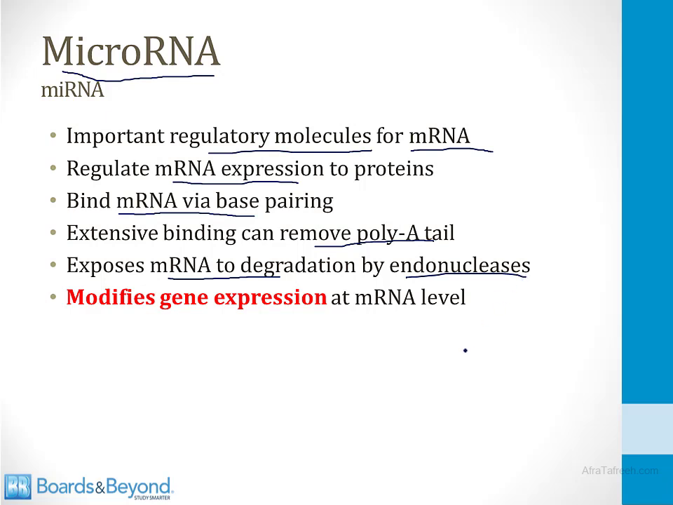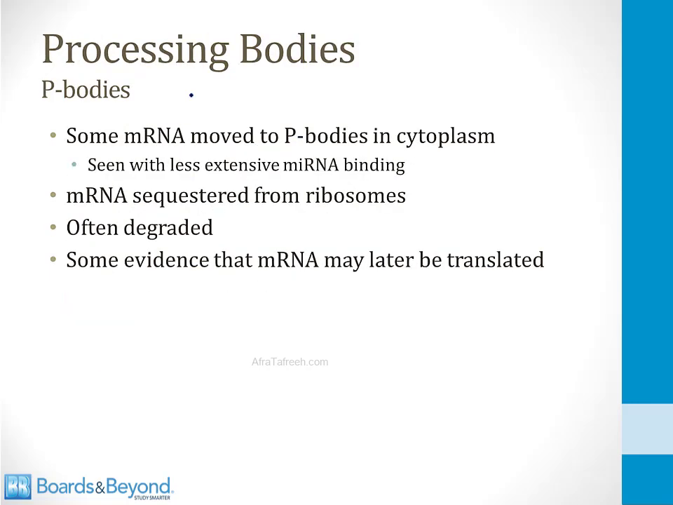So what this means is that microRNA is a way of modifying gene expression at the mRNA level. The DNA has been transcribed into mRNA, but because of microRNA, the mRNA does not go on to translate into a protein. Other elements within cells that can influence whether a piece of mRNA is translated into a protein are the processing bodies or P bodies. Some messenger RNA is moved to P bodies in the cytoplasm. These are organelles within cells.